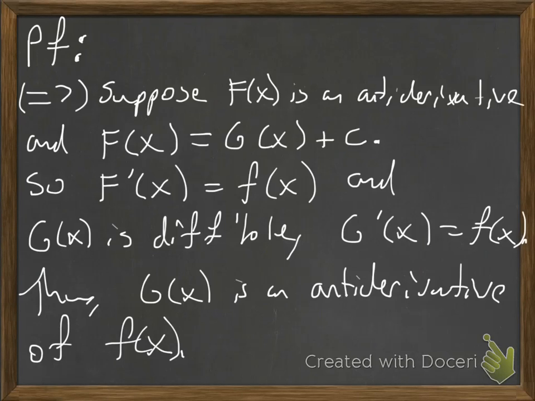Now the other direction is a little trickier. What we want to do is, and this is kind of a common trick when we want to show two things are equal, we're going to take the difference of them. So we're going to do f of x minus g of x, and I want to show that that's equal to a constant. And if I can do that, then I just add g of x to both sides, and I have f of x equals g of x plus c.